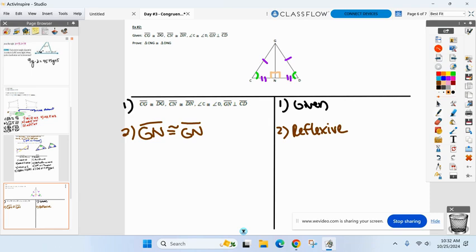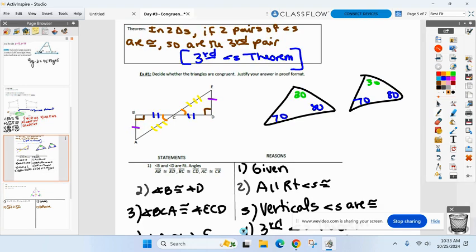And how about you use your markings? What did you mark on your diagram, Gage? The right angles. Quick though, can I say they're congruent in step 3? No, I cannot. Why not? You have to define where they are. Why didn't I do that in the last proof? Because it was already given. I need to tell you where they are.